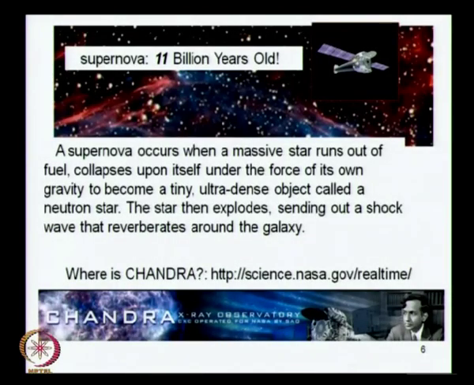And these are not just speculations. You can actually estimate this by carrying out observations. Here is a picture of a supernova which took place 11 billion years ago. And this is a picture taken by an observatory which is named after the distinguished Indian astronomer and astrophysicist S. Chandrasekhar. It is known as the Chandra Observatory, and this is a picture taken by Chandra, and you can view this at the NASA website. Many of these lovely pictures are available at the NASA website. You can actually track the position of the Chandra Observatory also if you visit the NASA website.